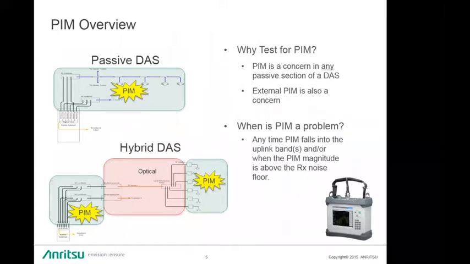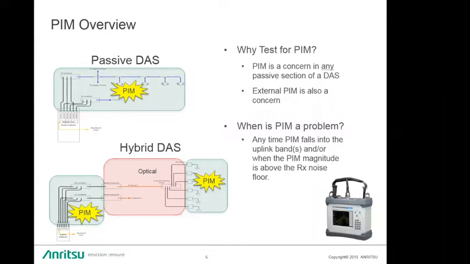As far as PIM goes, I'm sure you've been hearing a lot about passive intermodulation testing these days. And again, the entirety of a passive DAS needs to be checked for PIM and the RF components of a hybrid DAS. But PIM is a concern in any passive section of a DAS. But PIM gets a little worse than that. PIM's also a concern from objects outside of your antenna system. In other words, the structure, the steel, the metal, the ferrous objects that are near your antenna can also cause PIM.